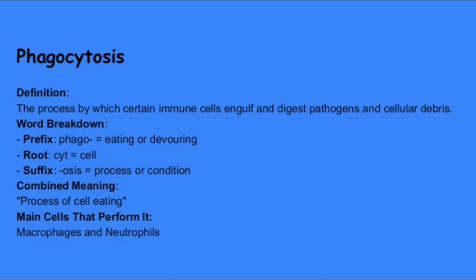The next is phagocytosis. Phagocytosis is a process where immune cells engulf and digest pathogens and cellular debris. Let's break it down. Phago means eating. The root cyt means cell. The suffix osis means process. In the case study, macrophages perform phagocytosis to engulf the bacteria. Macrophages and neutrophils are the main cells that do this.